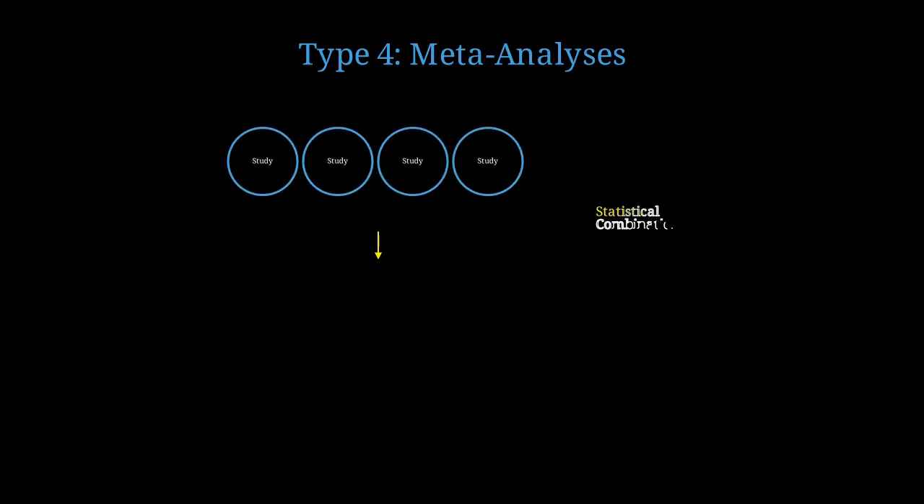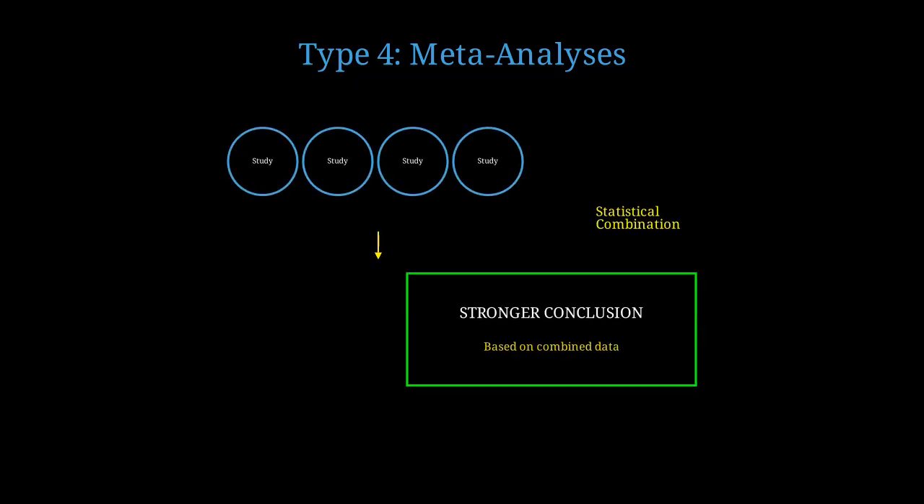Type 4 is meta-analyses. These use statistical methods to combine results from multiple studies to find overall patterns. Meta-analyses are powerful because they combine data from many studies to reach stronger conclusions. Individual studies might have small sample sizes or conflicting results. A meta-analysis pulls everything together using rigorous statistical methods.